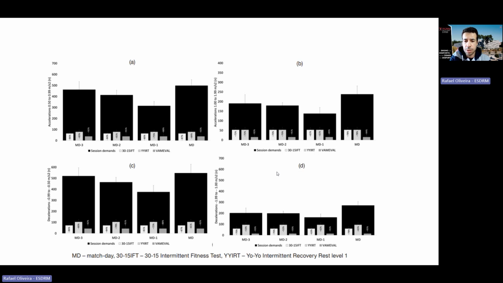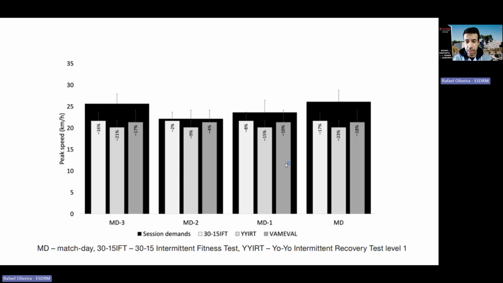This second figure shows us that accelerations and decelerations were not achieved in any session or match by these 3 different cardiorespiratory fitness tests, which again supports the idea that we can apply them. And finally, this figure is about the peak speed, and as you can see, the peak speed of the different usual training and match sessions was never achieved during these tests.